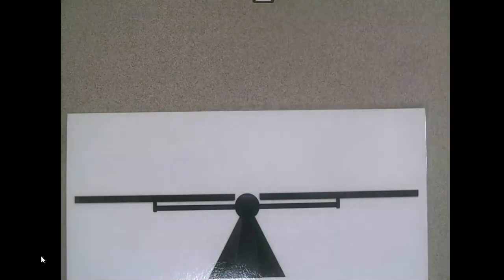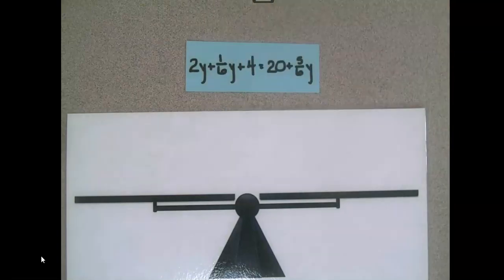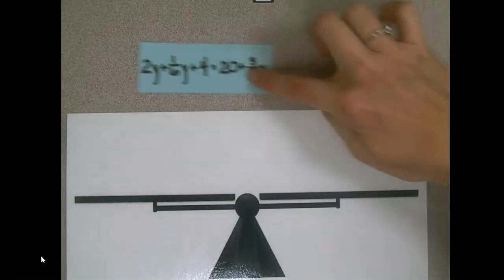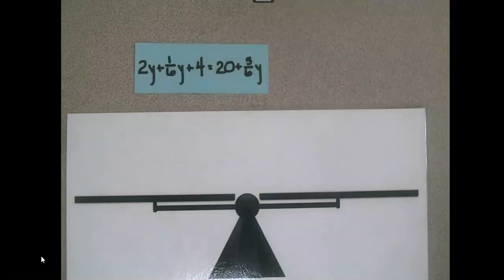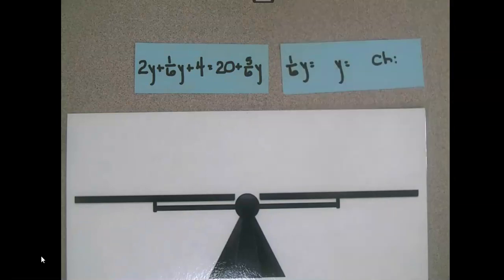Our first problem in Lesson 5 is this one. So we have 2y increased by 1/6 of y, increased by 4 equals 20, increased by 5/6 of y. Our fractional unit is our 1/6, so we are solving for 1/6 of y, and then we will do our check.